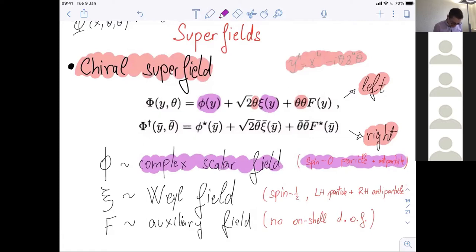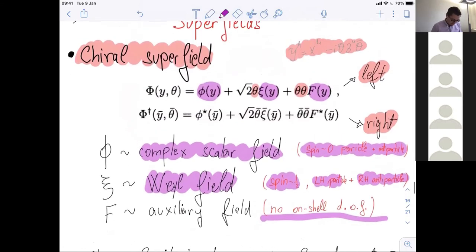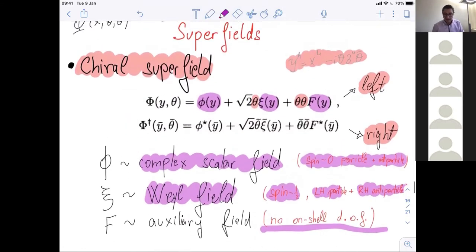So it's also a field, a Weyl field. What does it mean? It's spin 1/2, with a left-handed particle and a right-handed antiparticle. And there is another scalar, this F, which in fact I will show is an auxiliary field, meaning it doesn't have on-shell degrees of freedom. So the chiral supermultiplet that we introduced before is actually related to the chiral superfield.